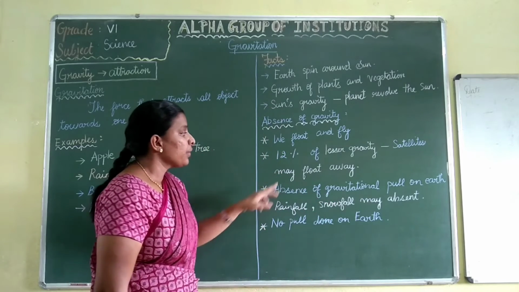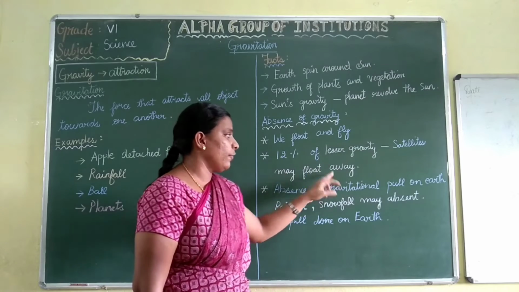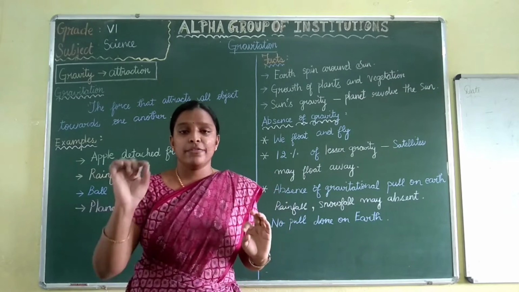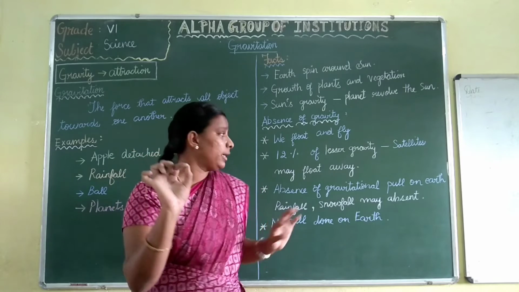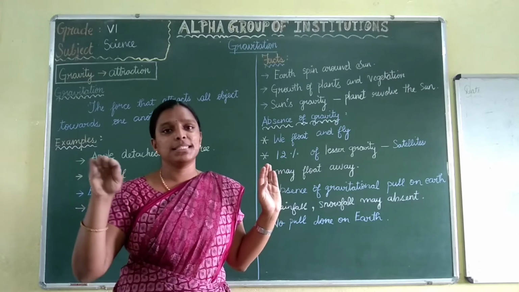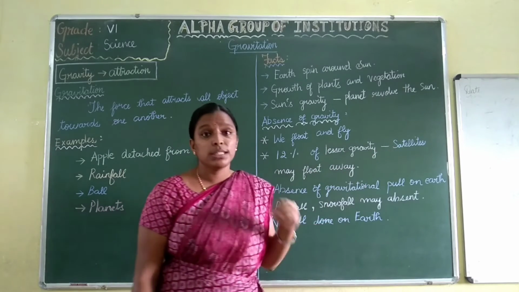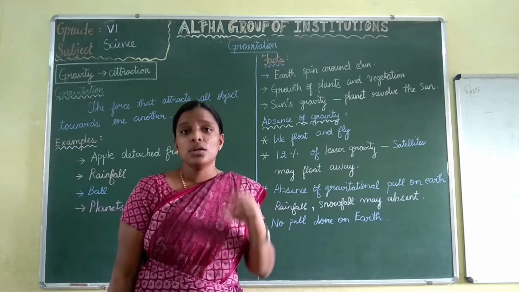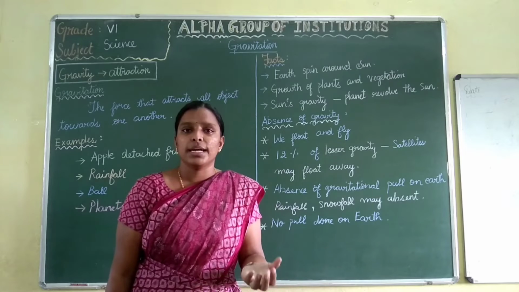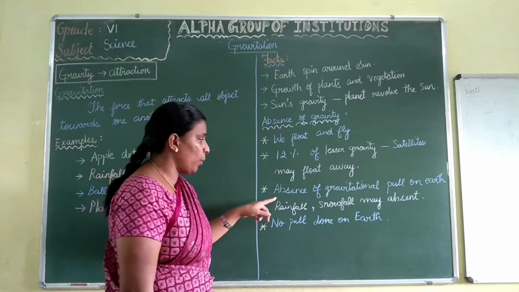Okay. Then, with 12% less gravity, satellites may float away. The satellites revolving in orbit, if gravity is 12% less, even the satellites will float away. If the satellites float away, we never get correct signals. So that is also a big drawback.